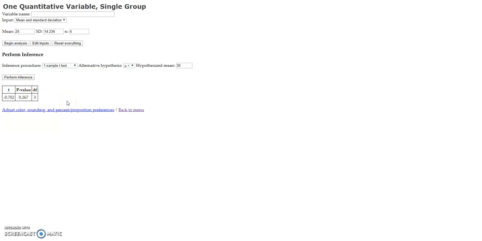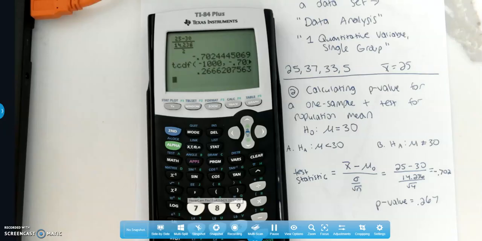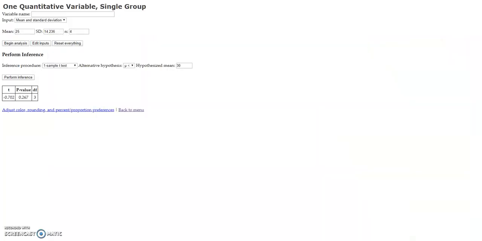And we got a p-value of 0.267, a t-value of negative 0.702, and degrees of freedom of 3. Is that what we got when we did it on the calculator? It most certainly is. Here's our p-value. So typically if our significance level is 0.05, we would fail to reject with a p-value this big. All right, and again, I'm just trying to show you how to get the p-value. This is not notes in any way.